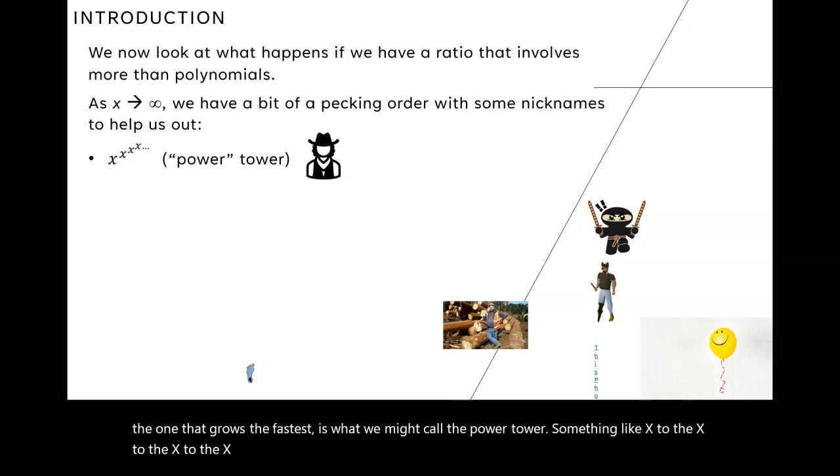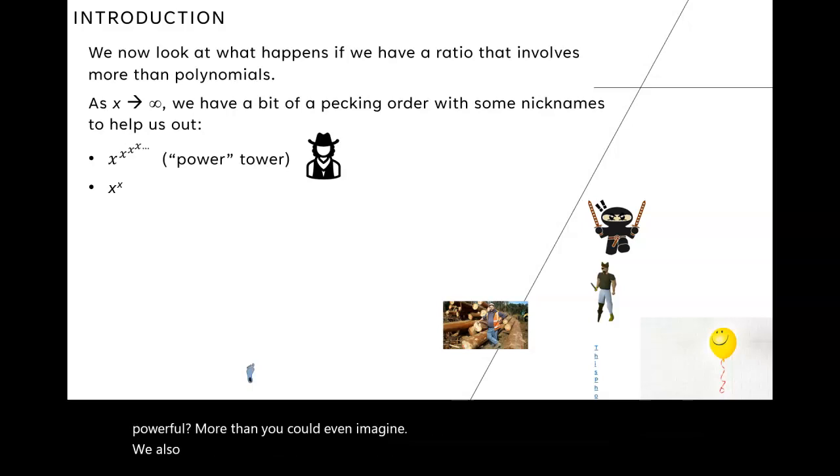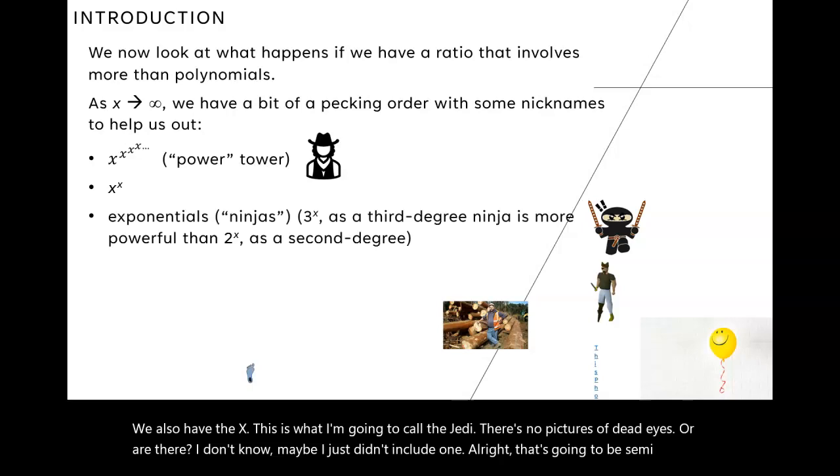As you know, there's a Chuck Norris sort of character out there, who's powerful more than you could even imagine. We also have x to the x. This is what I'm going to call the Jedi. Of course, there's no pictures of Jedis, or are there? I don't know. Maybe I just didn't include one. That's going to be semi-powerful.